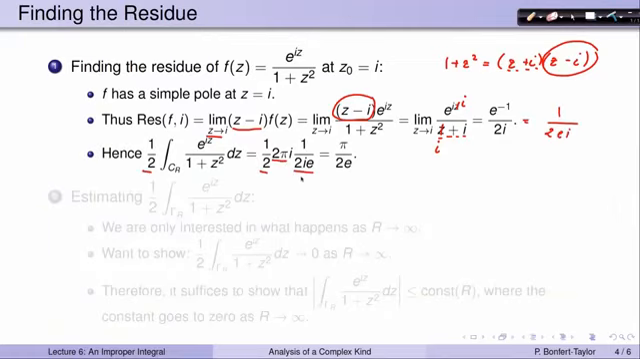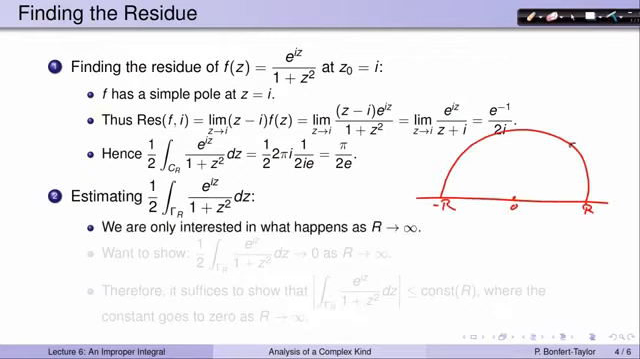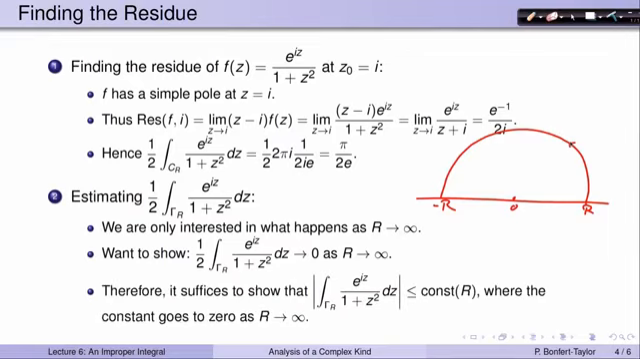Next, I need to estimate the integral over the semicircle Gamma_R of my function f. Remember, Gamma_R was simply the semicircle of radius R centered at the origin. Plus, we're only really interested in what happens when R goes to infinity. What we want to show is that the integral actually goes to 0 as R goes to infinity. In order to show that some complicated expression goes to 0, it really suffices to show that the absolute value of that expression is bounded above by some constant for which it is easier to show that it goes to 0.